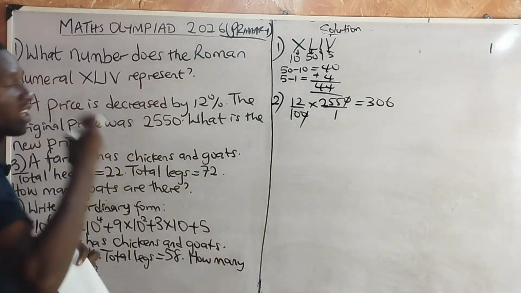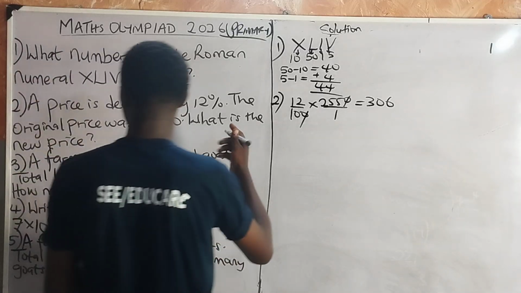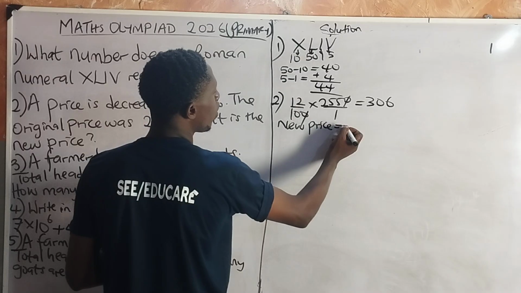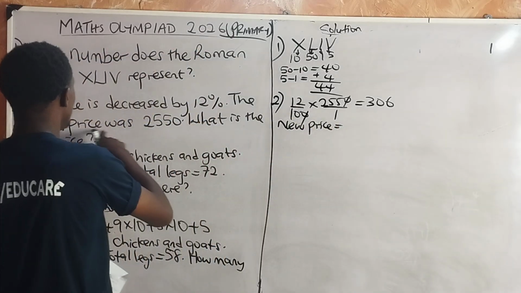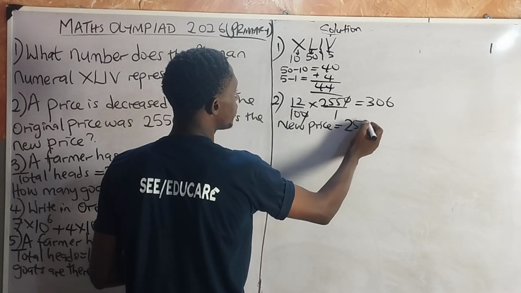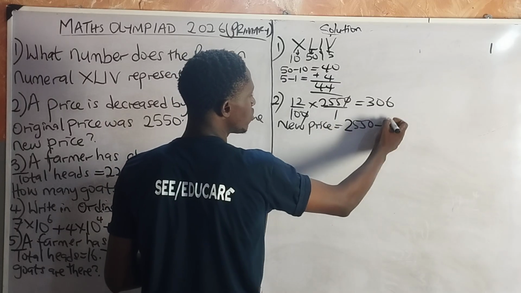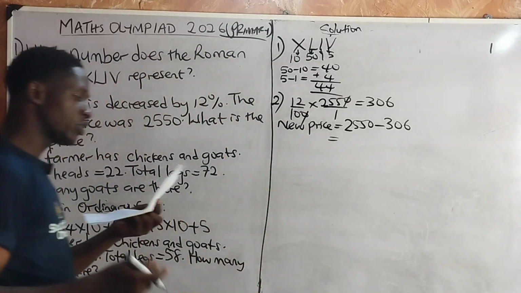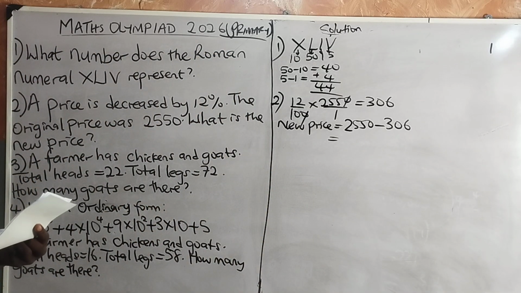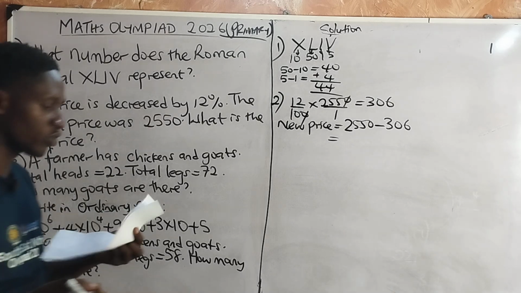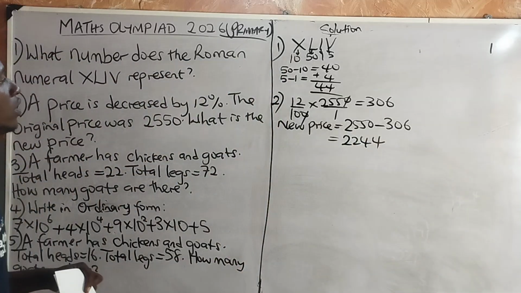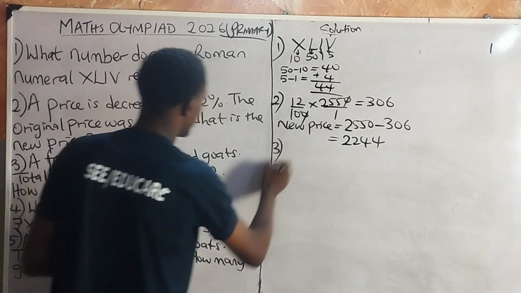They say it was decreased. So to get the new price, it is equal to the original price, which is 2550, minus what was decreased. It was decreased by 306. So when you subtract it, what you are going to get is 2244. So the answer is 2244.